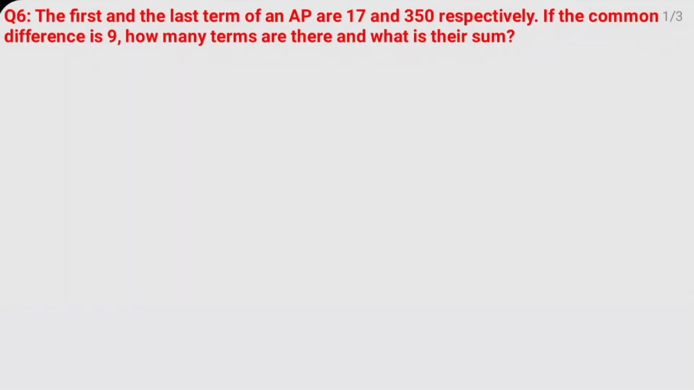So, students, look at the next problem. The first and last term of an AP are 17 and 350 respectively. If the common difference is 9, how many terms are there and what is their sum? Here they gave the first term 17, the last term 350, and the common difference 9. We want to find how many terms, meaning n, and what is their sum, meaning Sn.